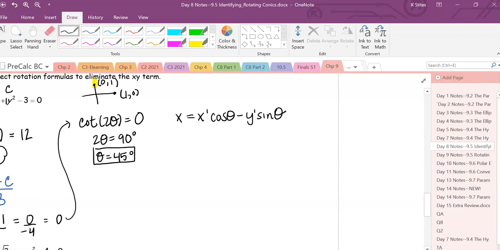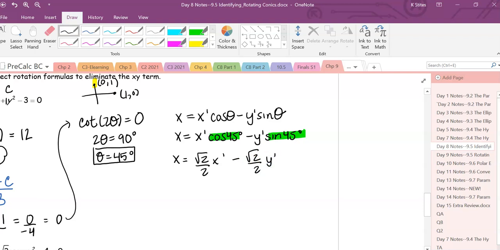And then the only thing you need to plug in is the 45 degrees. X prime cosine 45 minus y prime sine 45. And now these we are going to evaluate. Cosine of 45 is just root 2 over 2, so this is root 2 over 2 x prime minus sine of 45, which is also root 2 over 2, so root 2 over 2 y prime. And since these are the same, what we do a lot of times is we pull that root 2 over 2 out, and we just write it like this.